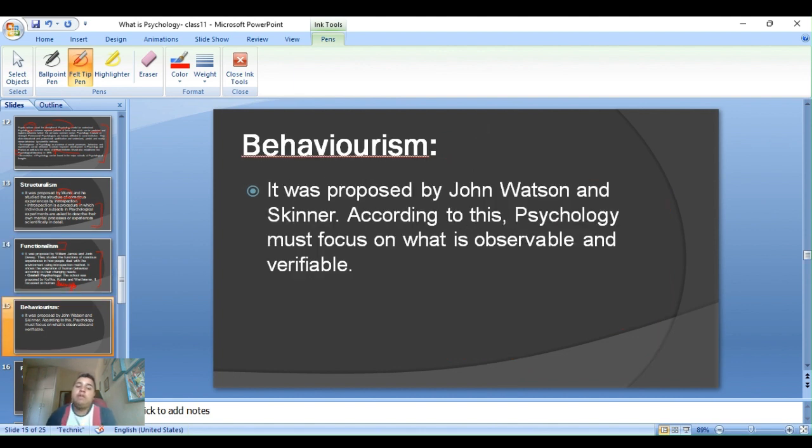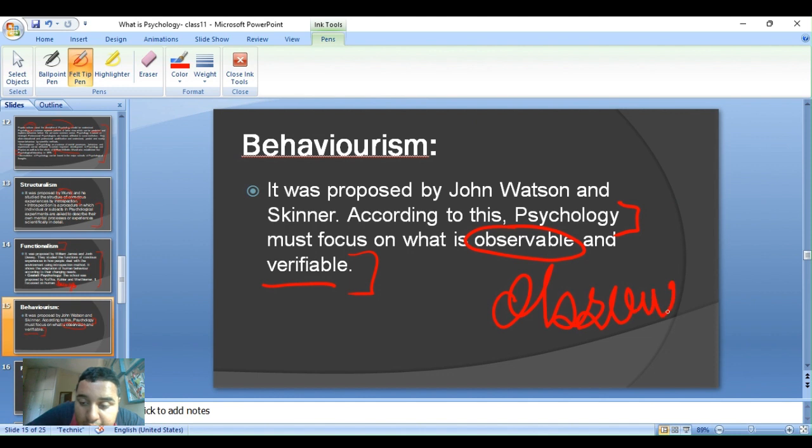Sorry, I'm so sorry. Behaviorism. It was proposed by John Watson and Skinner. According to this, psychology must focus on what is observable and what is verifiable. तो बिहेवियरिज्म क्या होता है? जॉन वॉटसन ने इसको प्रपोज किया था. तो इसका मेन फोकस क्या था साइकोलॉजी में? ऐसी चीजें जो ऑब्जर्व कर सकते हैं, और वेरीफाइबल, which can be verified, है ना, ऑब्जर्व भी कर सकते हैं उसको. Observe and verify.